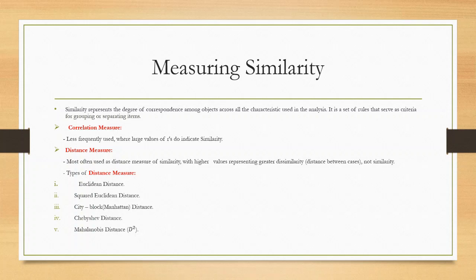Then there are the types of distance measure. Number one, there's the Euclidean distance. Number two, squared Euclidean distance. There's the city block, or Manhattan distance. Then the Chebyshev distance. Then the Mahalanobis distance D squared.